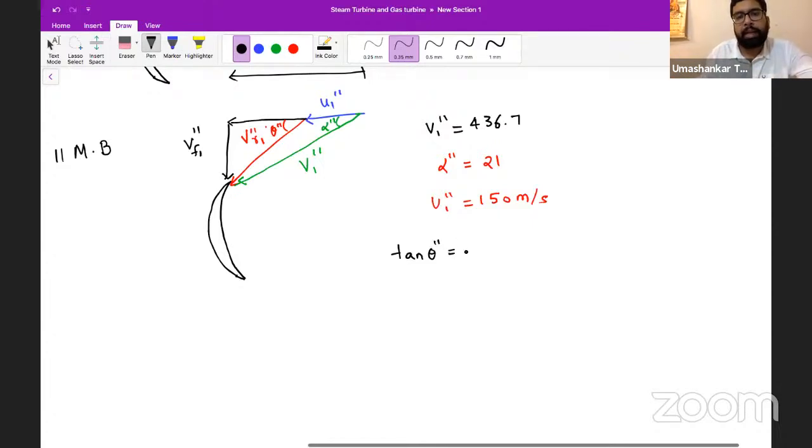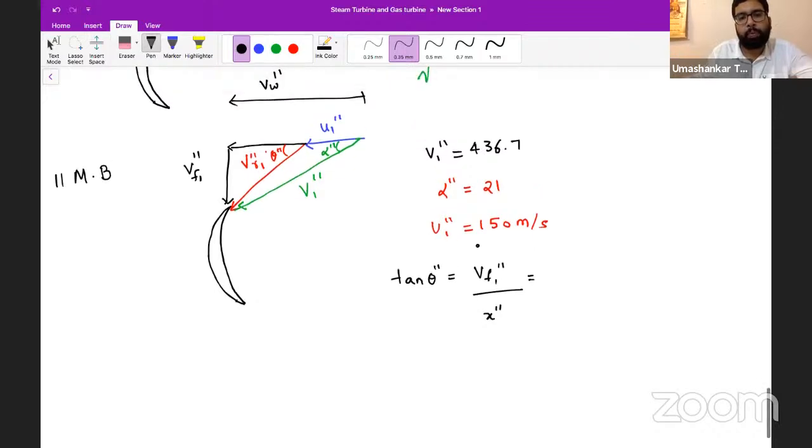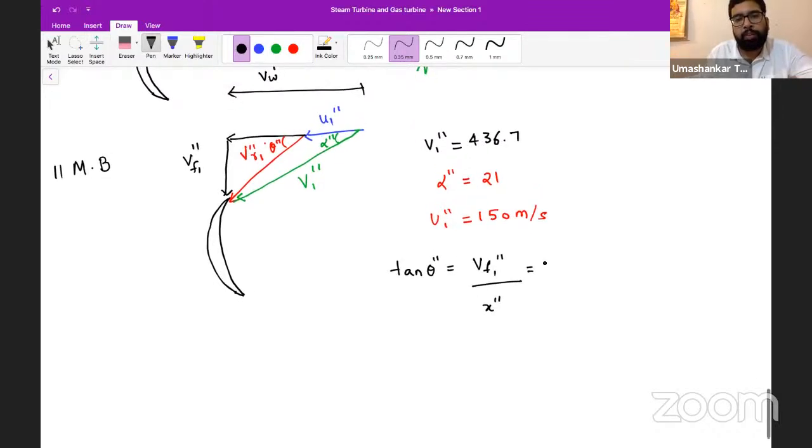So tan theta double dash will be equal to VF1 double dash upon X double dash. What was our X? VF1 double dash is V1 double dash sine alpha double dash, and X double dash is V1 double dash cos alpha double dash minus U. U is the same, so I am using U only.